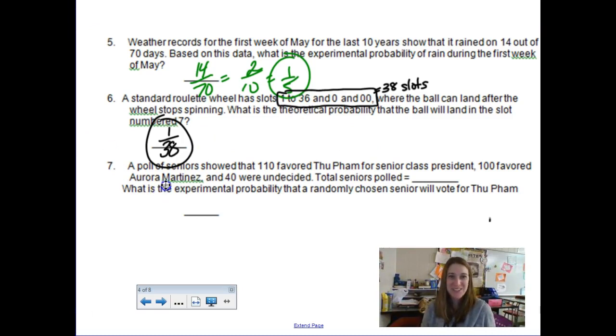All right, a poll of seniors showed that 110 favored Thu Pham for senior class president, and 100 favored Aurora Martinez, and 40 were undecided. So first you need the total number of people that were voting. So if we add those up, let's see, 240, 250. And then it says what's the experimental probability that someone chosen at random voted for Thu Pham. So that would be the 110 out of the 250, and I think I reduced that to 11 over 25.